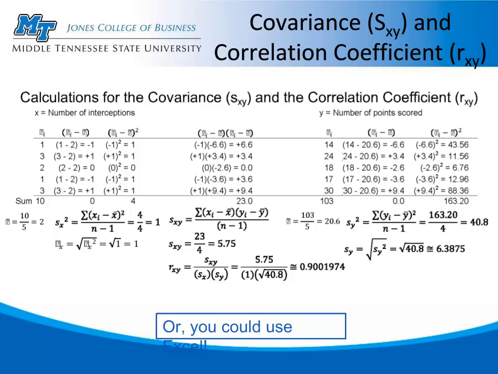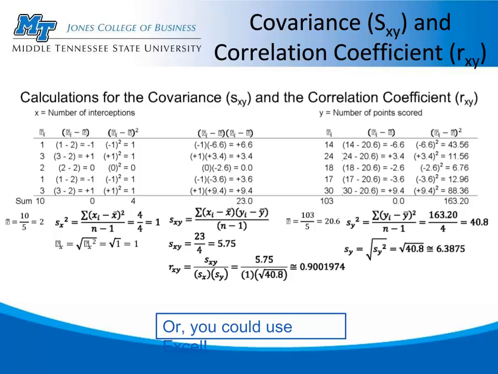So the standard deviation for the number of interceptions is 1. Then over on the right hand side, you do that same process for the number of points scored. You figure out what the deviations are from the mean, and then you square those numbers, and then add up the squares to get the sum of the squares of the deviations from the mean. And that works out to be 163.2.